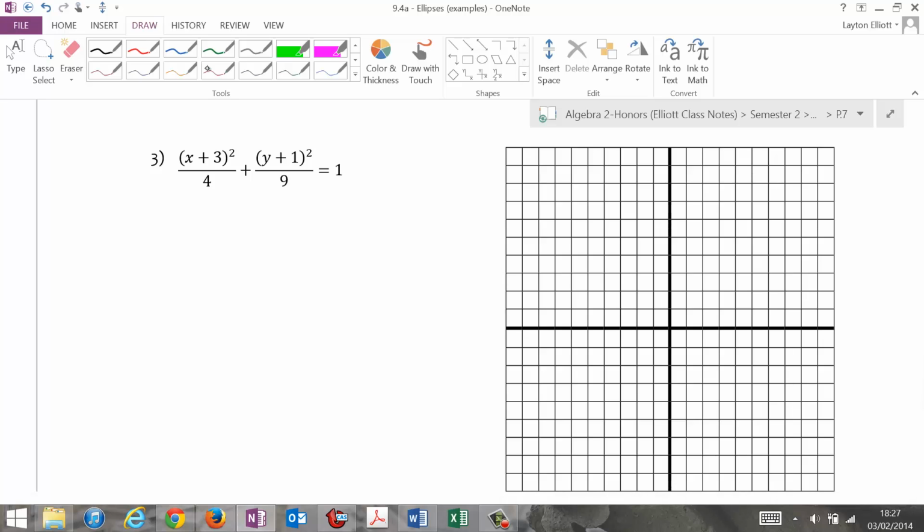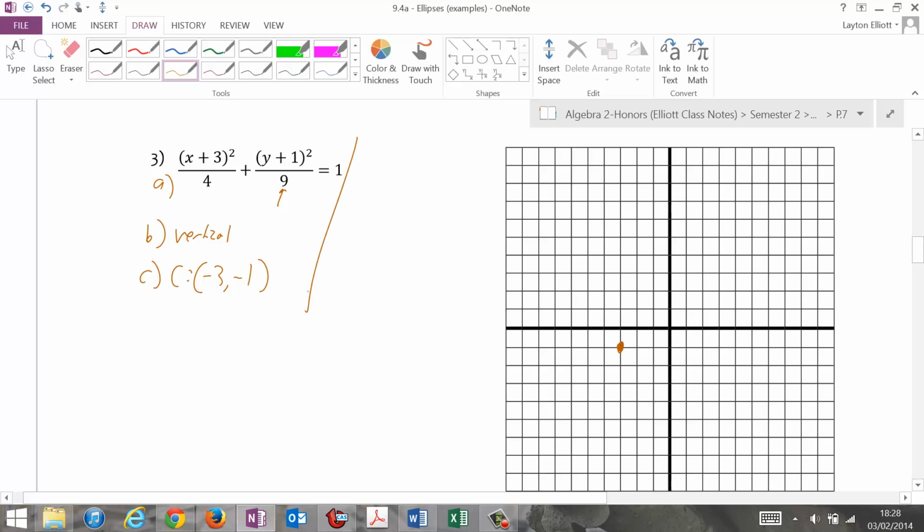We have our first off-center one, still in graphing form. So I'm going to say that this is a vertical because my larger number is under the y. Center is going to be at -3, -1. Let's go ahead and plot that.